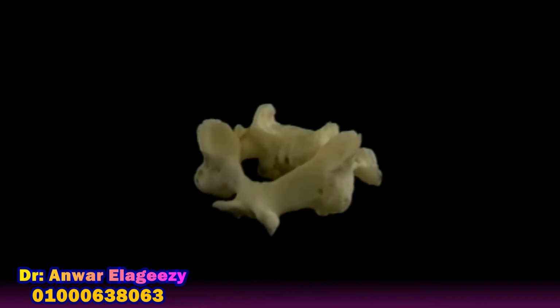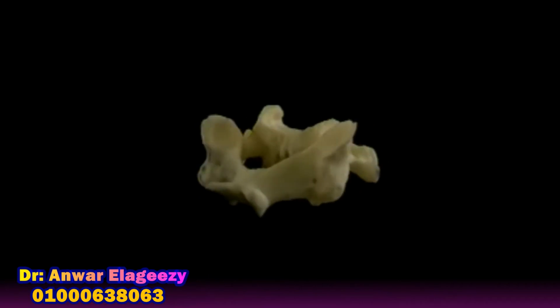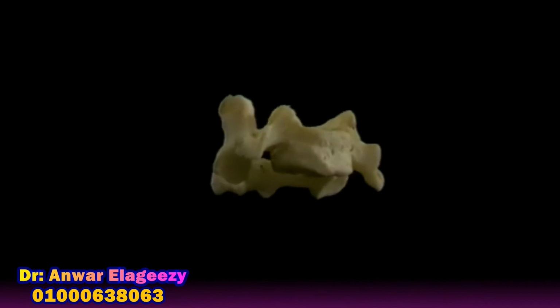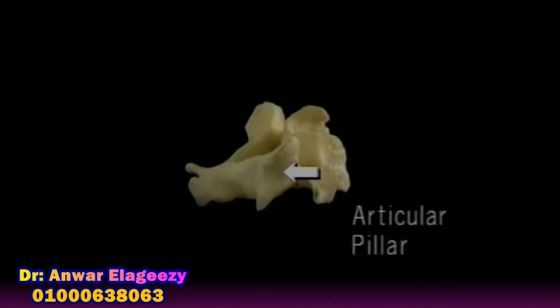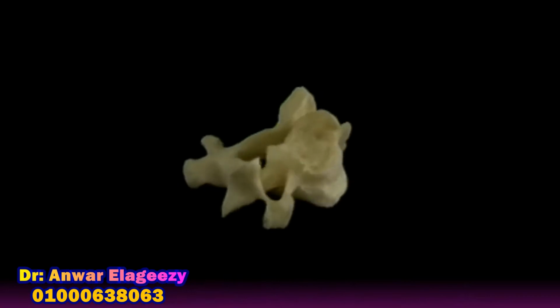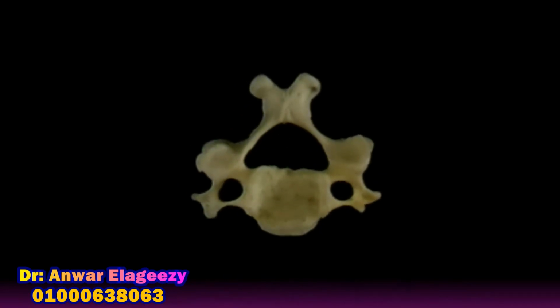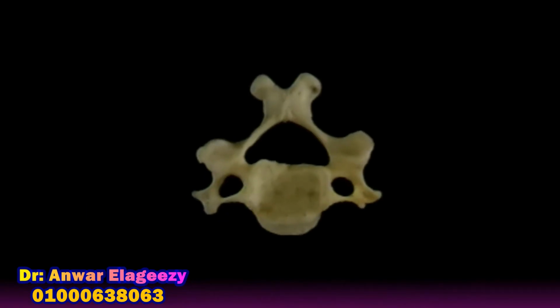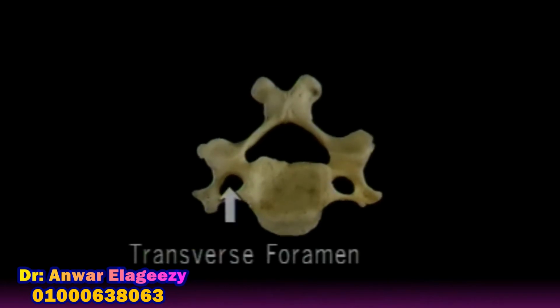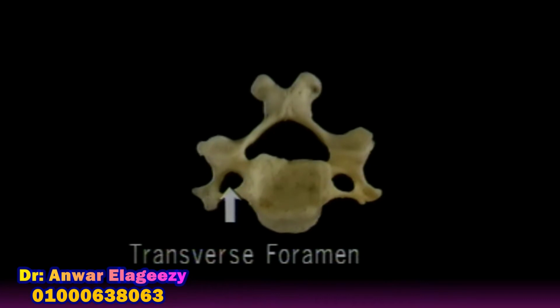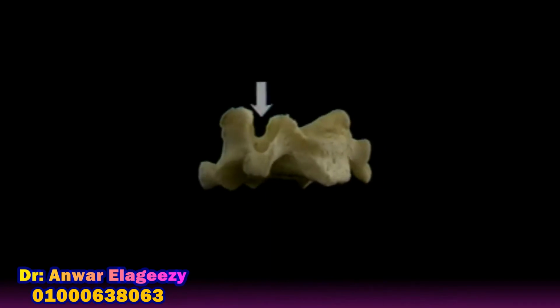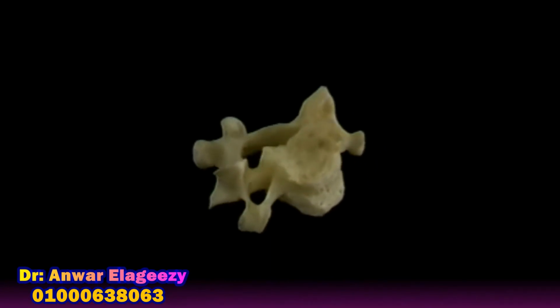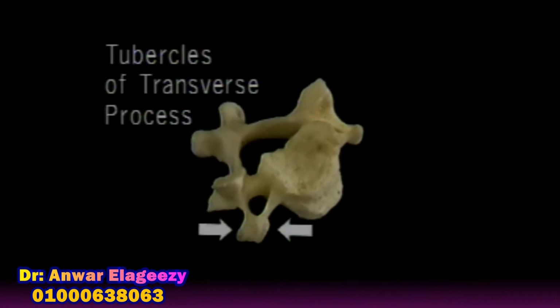The upper articular facets face upward and inward. The lower ones face downward and forward. The mass of bone between the articular facets is called the articular pillar. The transverse processes arise from the side of the body and also from here on the articular pillar. The transverse process of a cervical vertebra has a hole in it, the transverse foramen, through which the vertebral artery passes. The transverse process is shaped like a gutter pointing downwards. It ends in two tubercles, an anterior and a posterior, where the scalene muscles attach.